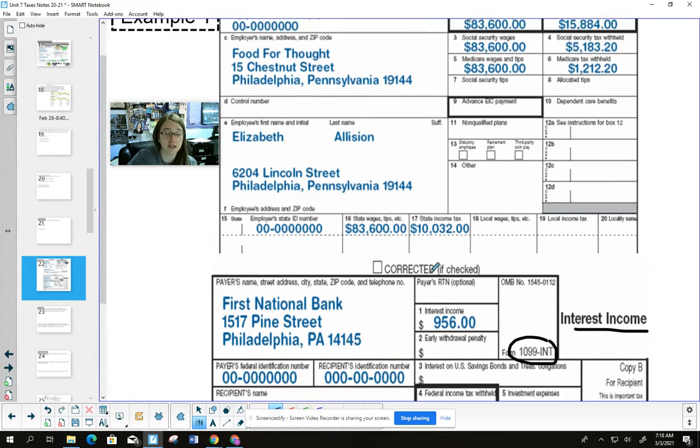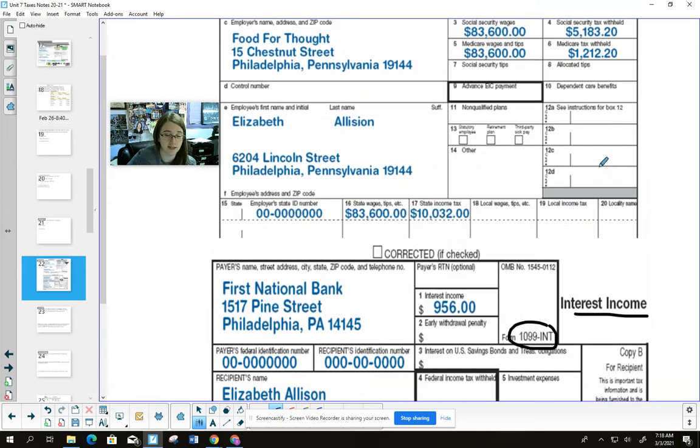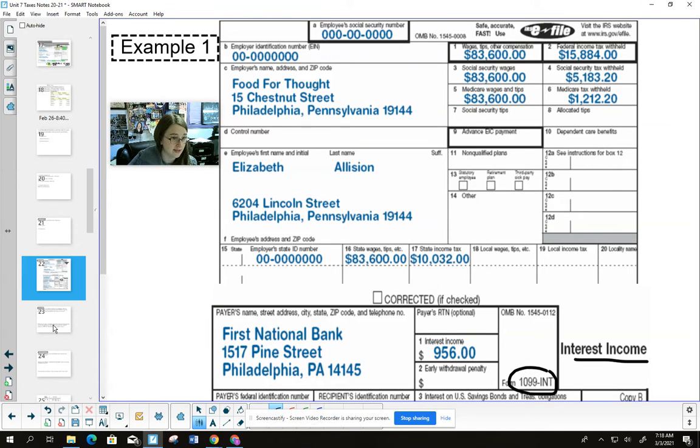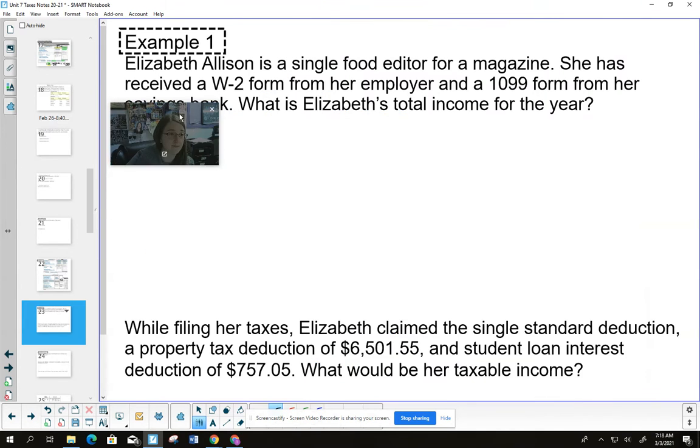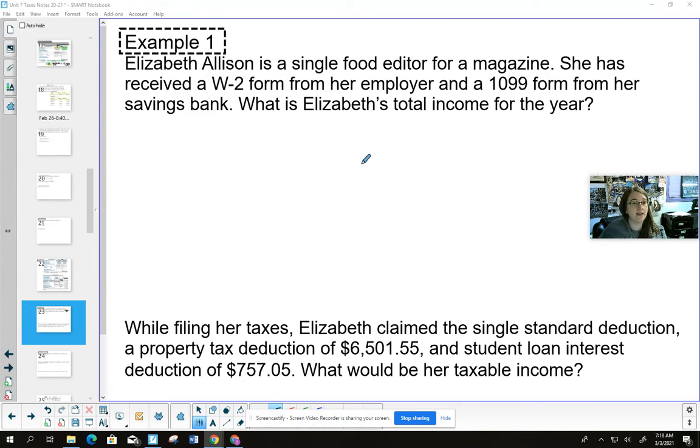So we're going to keep referring to these two documents. Just make sure you have them there. This is, again, page 82. Let's go ahead and pretend we're filing this person's taxes. So it says Elizabeth Allison is a single food editor for a magazine. She has received a W-2 from her employer, we just said that, and a 1099 form from her savings bank.